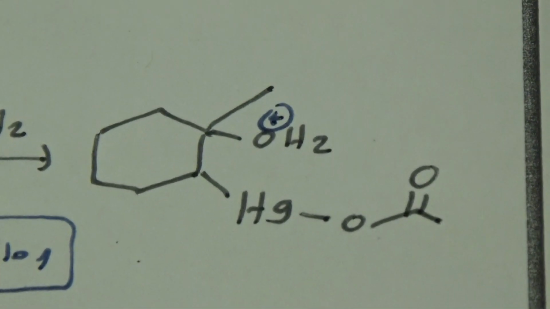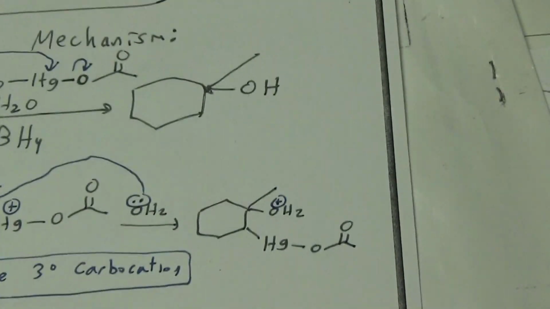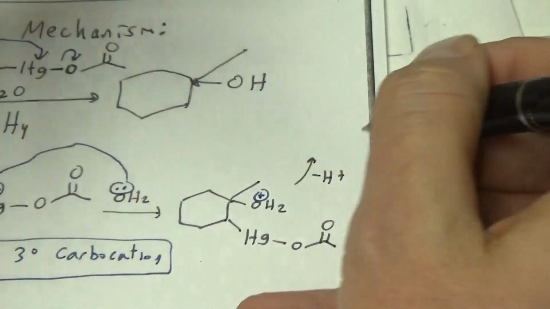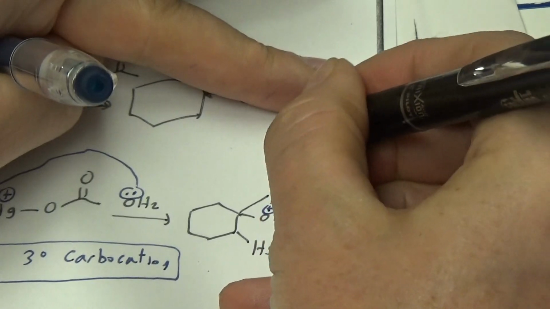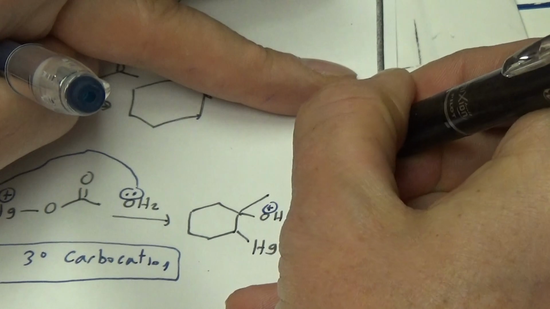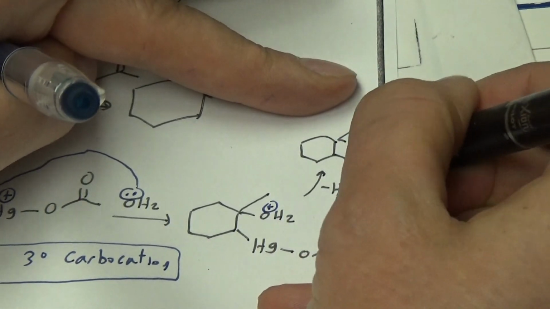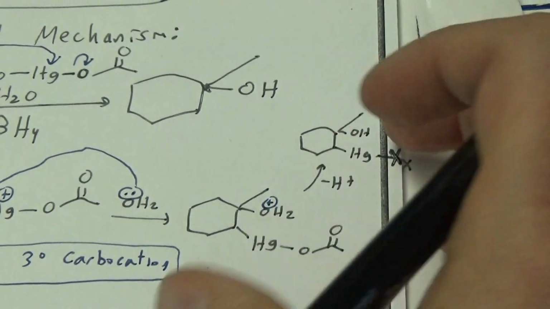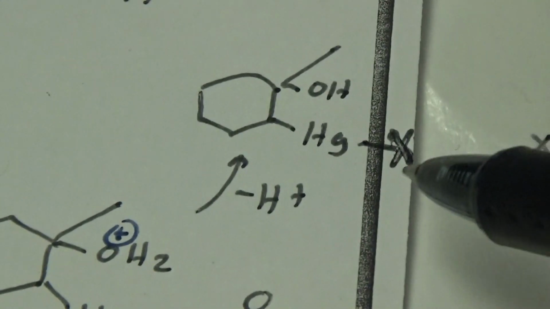Okay, so we get that intermediate. Water's now attached at the tertiary position. Now we just lose that proton, minus H plus. So water or something takes off the proton and you get OH, HgX. I'm going to abbreviate that thing X, just because I'm out of space on my paper. So X is the acetate. It's HgX, okay?